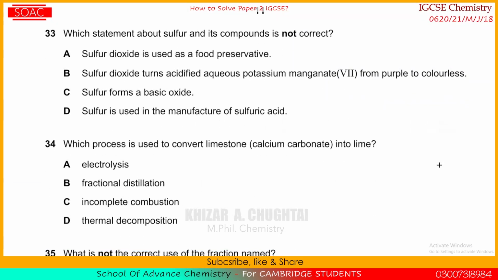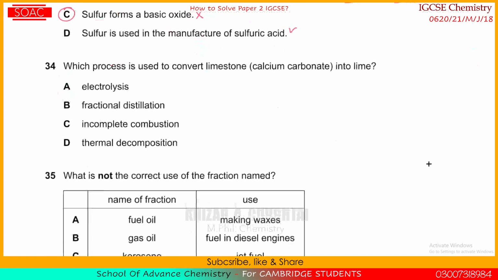Question number 33. Which statement about sulfur and its compounds is not correct? Sulfur dioxide is used as a food preservative. Correct. Sulfur dioxide turns acidified aqueous potassium manganate(VII) from purple to colorless. Yes, it is correct, because sulfur dioxide behaves as a reducing agent. Sulfur forms a basic oxide. No, it's not correct. Sulfur is used in the manufacturing of sulfuric acid. Yes, it is correct. He is asking to find the incorrect one. So C is incorrect.